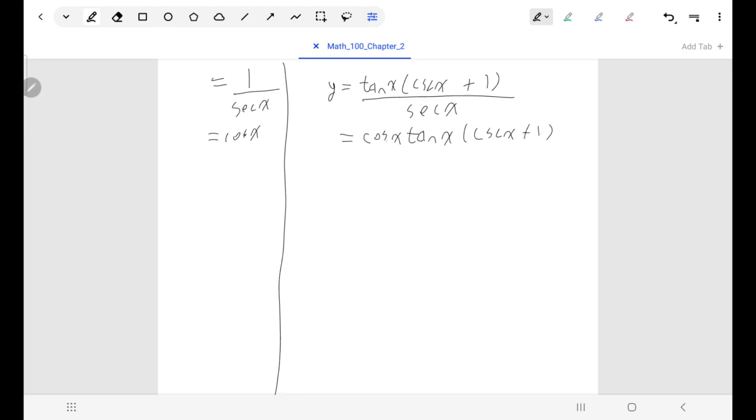And then I'm going to also notice for myself that tangent is the same thing as sine divided by cosine. So when I take cosine times tangent, the cosine and the cosine will cancel, leaving just sine behind. So actually I can do a little bit more simplification here and say that we've got sine times cosecant plus 1. And if I just expand that, I'll have sine times cosecant plus sine times 1, which is just sine.